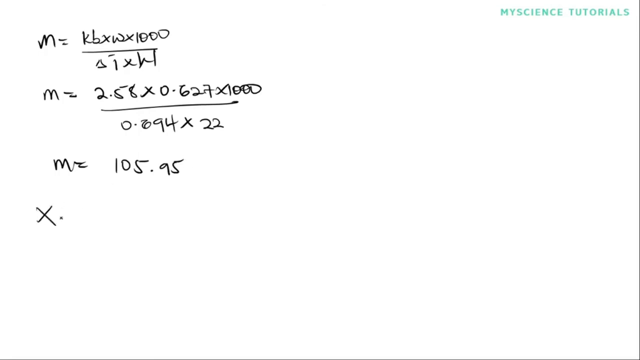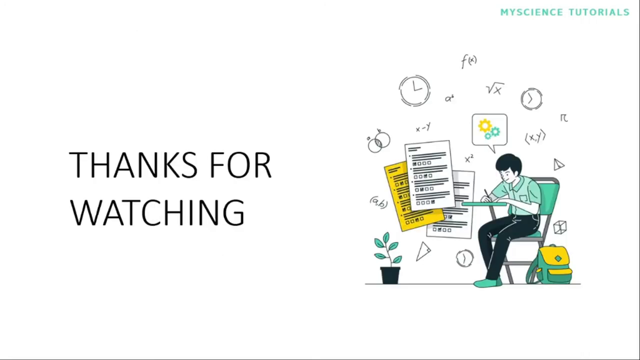So it means the molar mass of the compound X is 105.95 grams per mole. Okay, so this is the molar mass of our compound X. So thank you so much for watching.